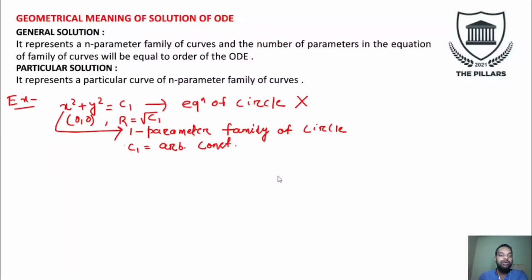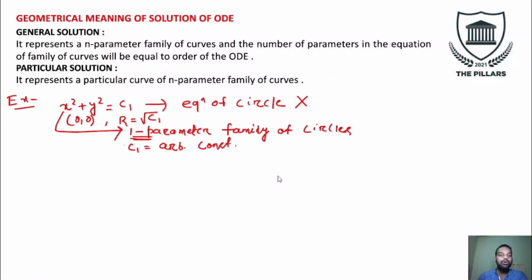Okay, so there is one arbitrary constant. That's why it is called a one parameter family of circles. So why this family of circles? Since we don't know the value of c1, it can be anything. So for different values of c1, it gives different circles.